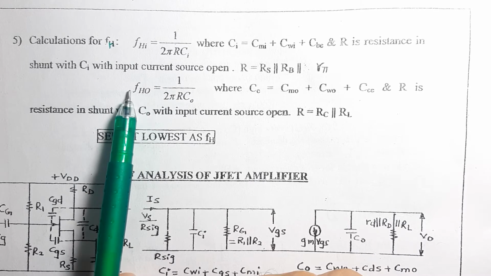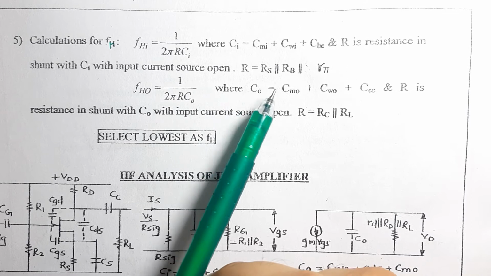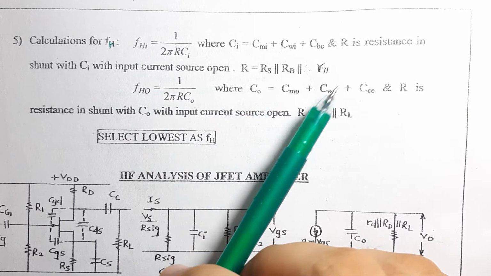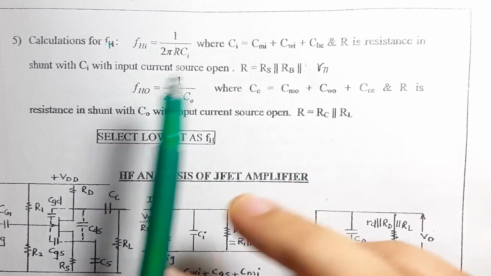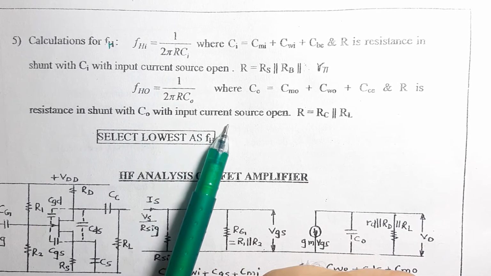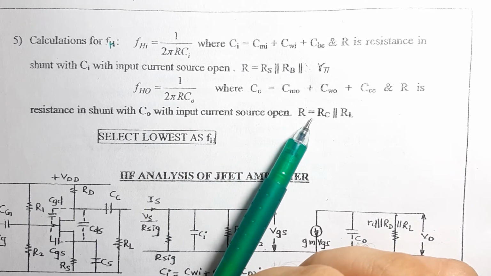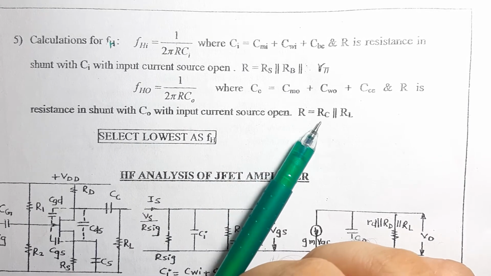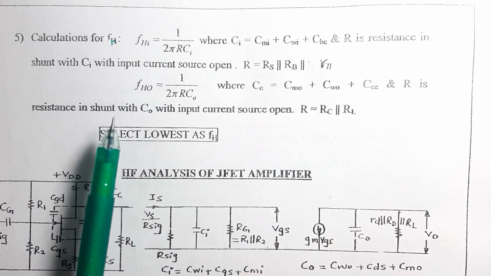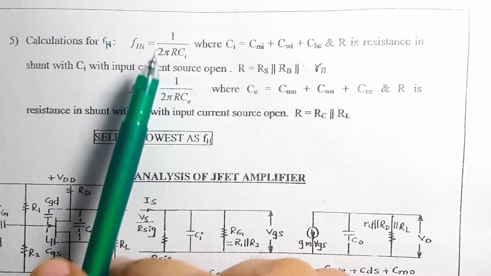Your FHO, or FH output, is given as 1 upon 2 pi RCO, where your CO is given as CMO plus CWO plus CCE, and your R is the resistance in shunt with your CO with your input current source open. So over here the formula for R would be simple: R is equal to RC parallel RL. So we need to select the lowest of both of them as your FH, or high cutoff frequency.